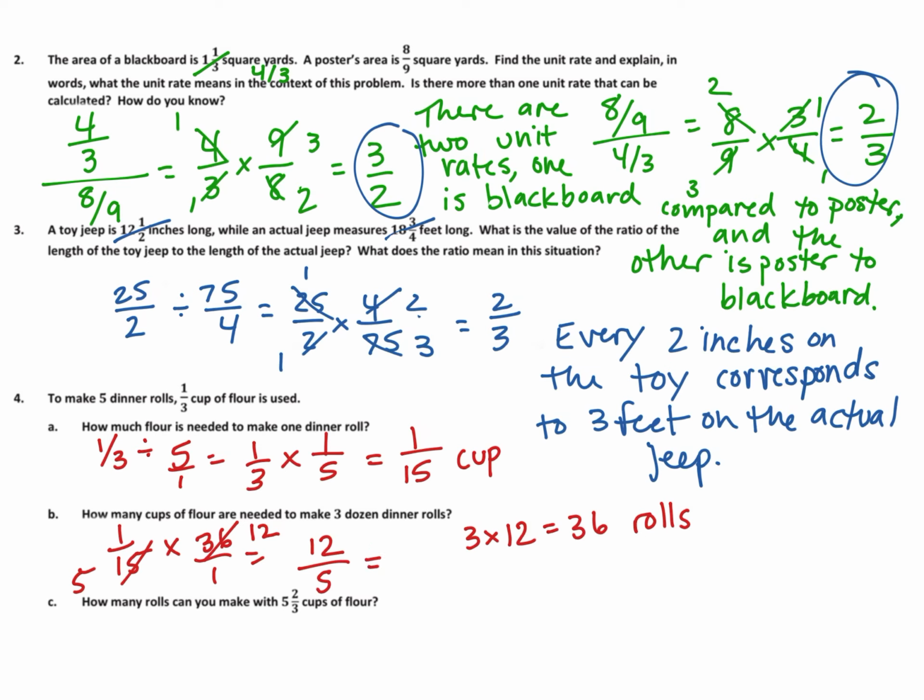We can change that into a mixed number. 5 goes into 12 2 times with 2/5 left over. So 2 and 2/5 of a cup for 3 dozen.